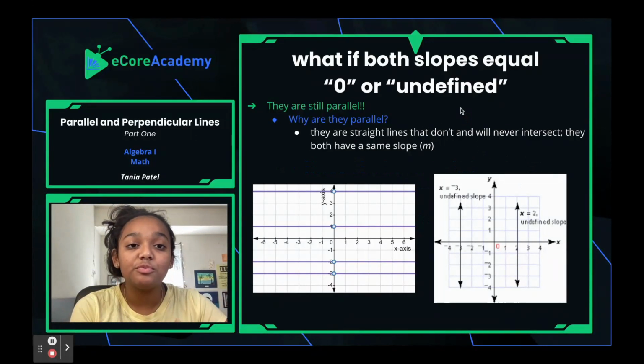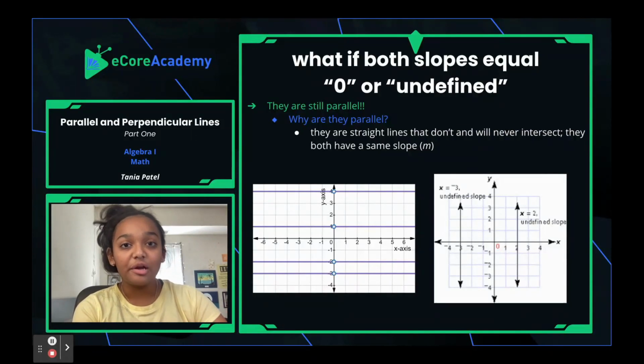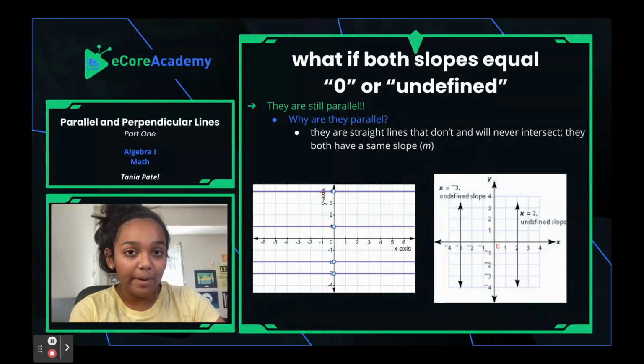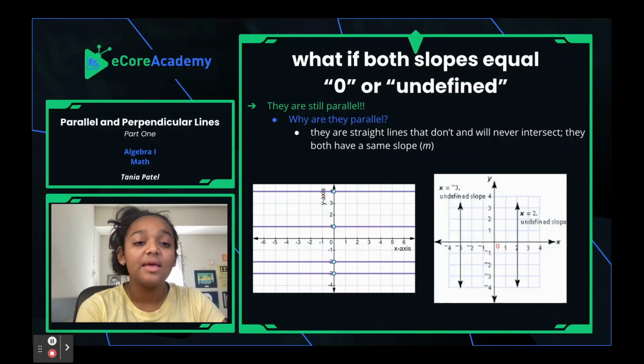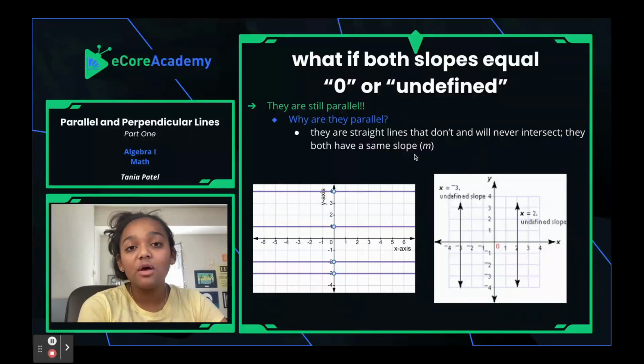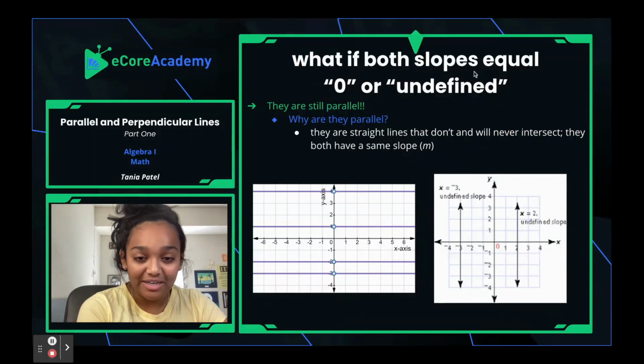Sometimes there will be situations where both slopes equal 0 or undefined. And even though they're not necessarily normal numbers, I'd say, they are still parallel lines. Why are they parallel? That is because they're still straight lines that don't and will never intersect when graphed. They both have the same slope, which will be either 0 or undefined.